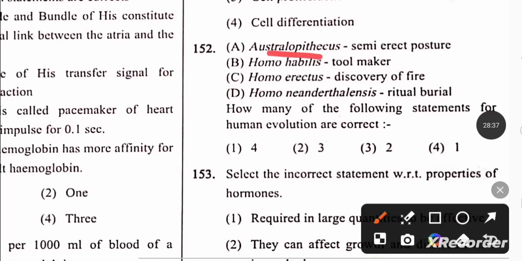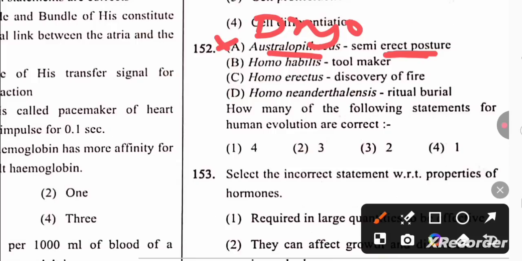Australopithecus semi-erect posture? No, children. Dryopithecus having semi-erect posture. Homo habilis, tool maker, handyman. Yes, right. Homo erectus discovered the fire. That is also right. Homo neanderthalensis, ritual burial. They buried their dead ones. So this is also right. Among them, three statements are right.